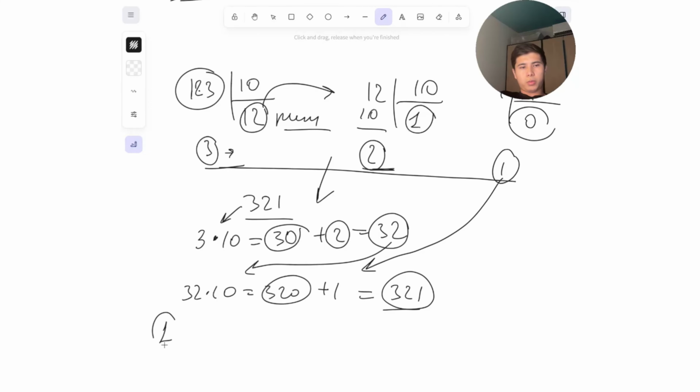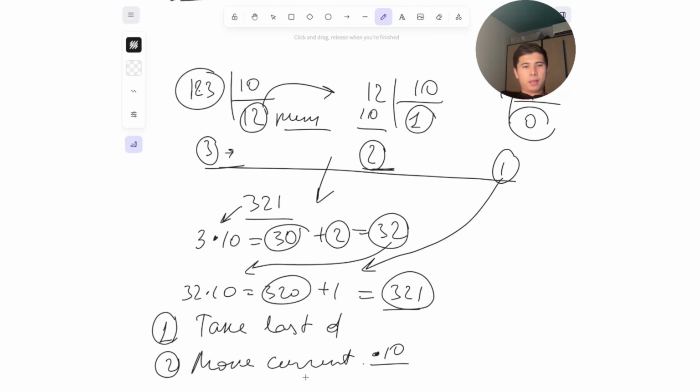Firstly, we need to take the last digit, and secondly, we move the current result position to the left by multiplying by 10, and then we need to add the last digit to the result.